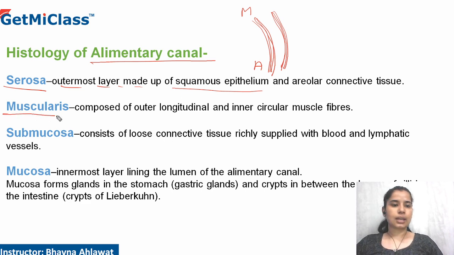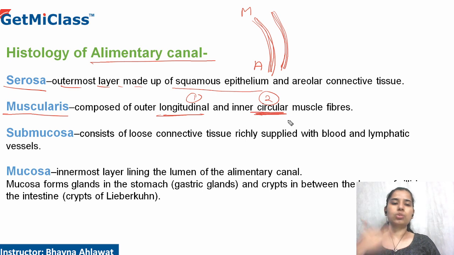Then muscularis: two types of muscles are there, longitudinal and circular muscle. Longitudinal and circular muscle together make the muscularis. Why longitudinal and circular muscle together? Because they will do the rhythmic movement, the rhythmic movement of food from the mouth to the anus. So the whole alimentary canal will have longitudinal and circular muscle.